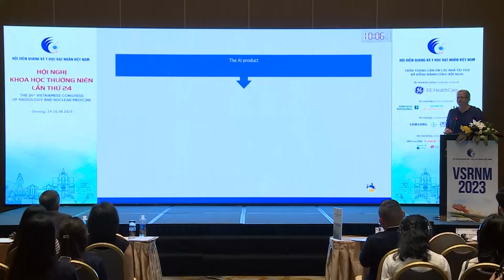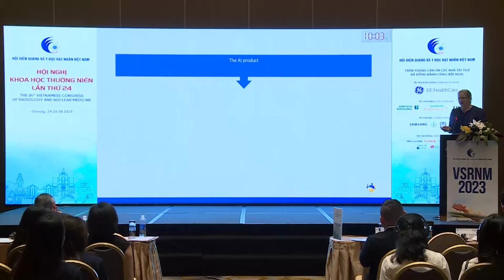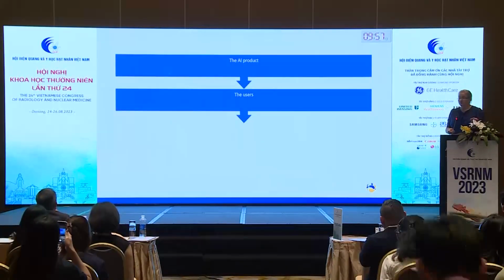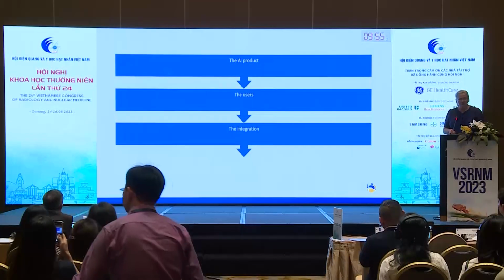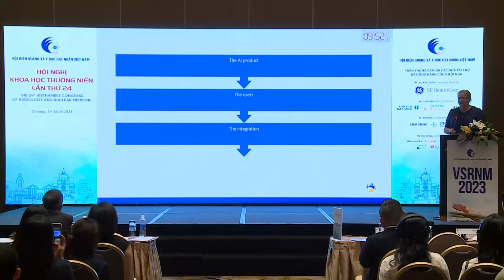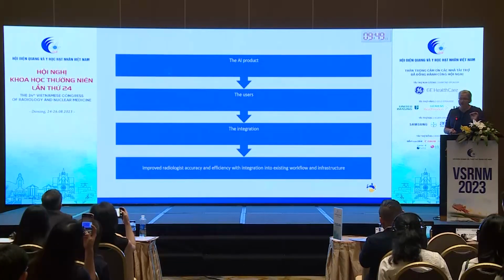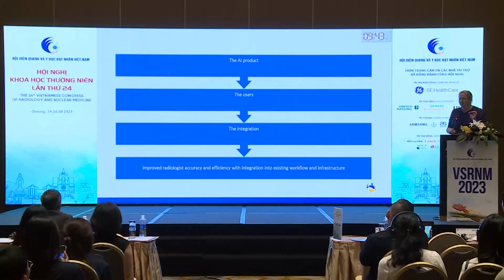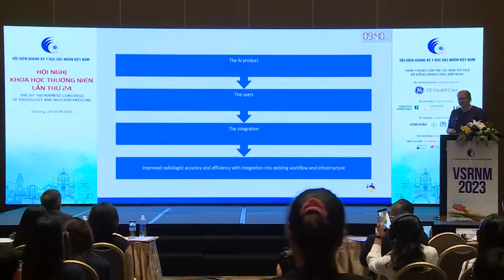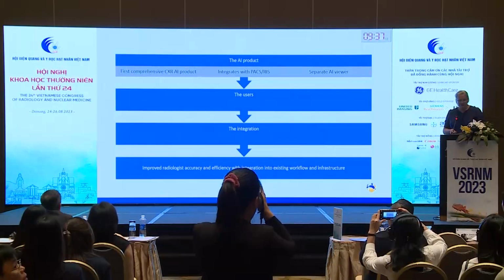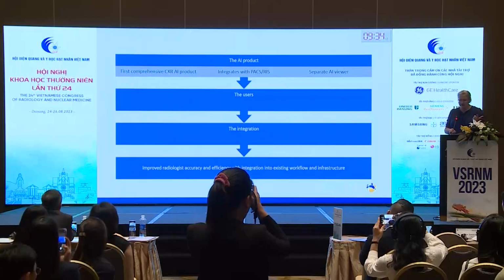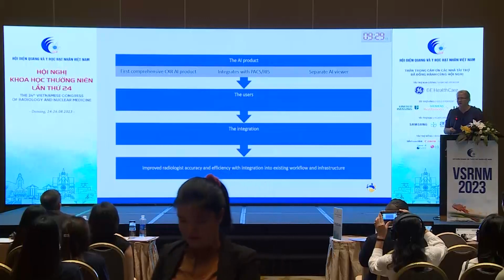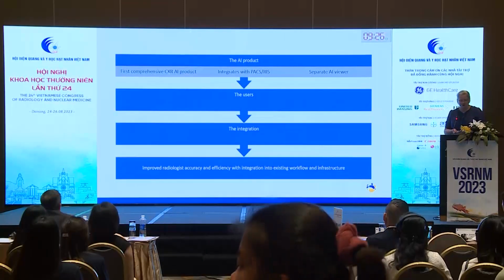So how do we do it? How do we deploy at such a large scale? We start with the product. We think about the users of the product. We talk about how we integrate it from a technical perspective, with the goal of how we improve our radiologist accuracy without having to change the existing IT infrastructure. So the product, it's comprehensive. It integrates with the PACS and with the RIS, and it has a separate viewer. They're the key things we need to know from a deployment perspective.